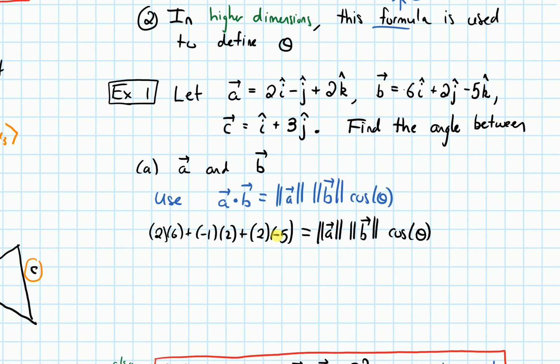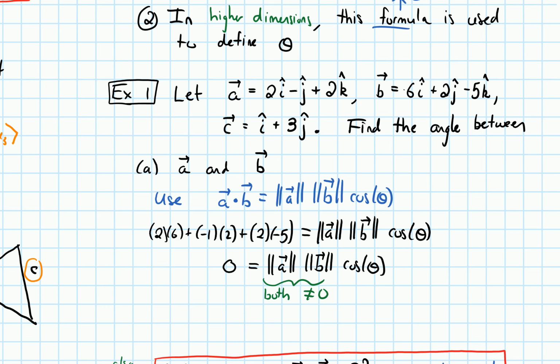I noticed that the left-hand side is going to simplify really nicely, which is why I haven't started to compute the length of A or the length of B. It'll turn out we don't need to. The left-hand side is actually 0. So we get 0 equals the length of A times the length of B times cosine of theta. And notice that both of these lengths are definitely not going to be 0, because the only vector that has a length of 0 is the 0 vector. Any other vector is not going to have a length that's just 0.